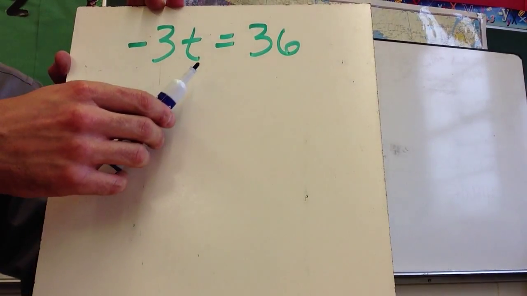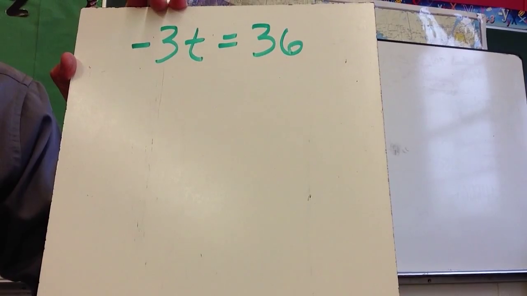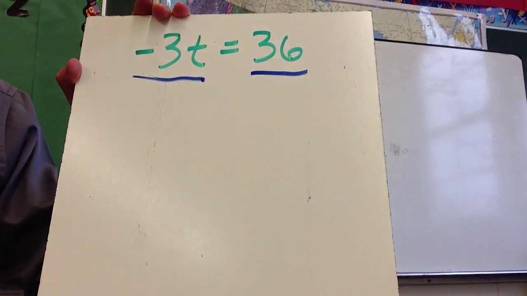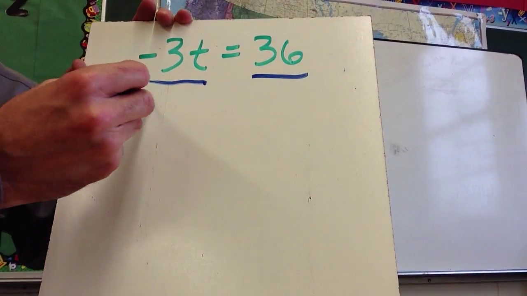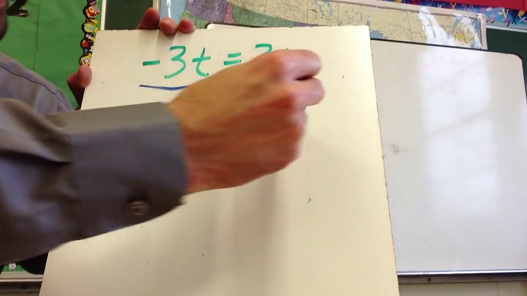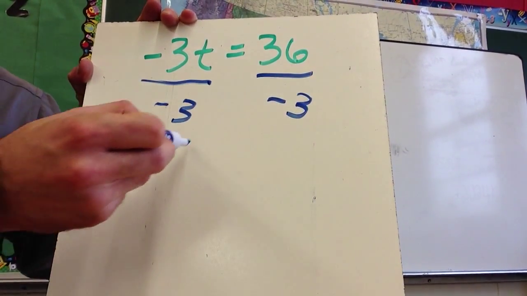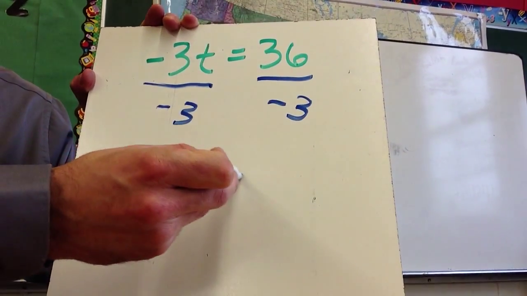Since this is a multiplication problem, I want to do the opposite of multiplication, which is divide. So I'm going to divide the number that's in front of the t. Keep in mind it is not 3 that's in front of the t. It is a negative 3. So I'm going to divide negative 3 to both sides. Negative 3 divided by negative 3 is positive 1, so this becomes 1t, which is good. I want to isolate my variable.